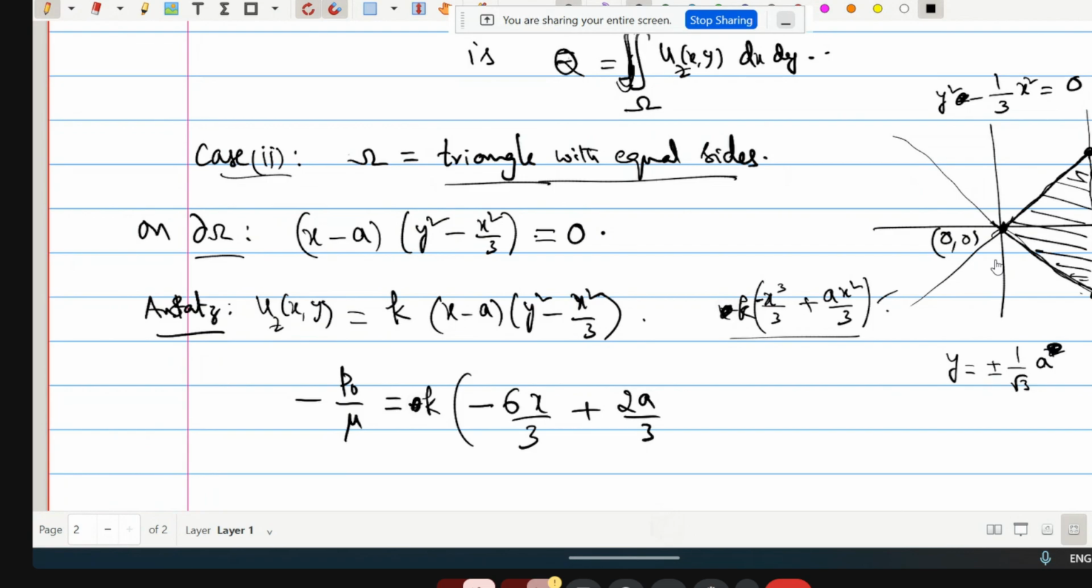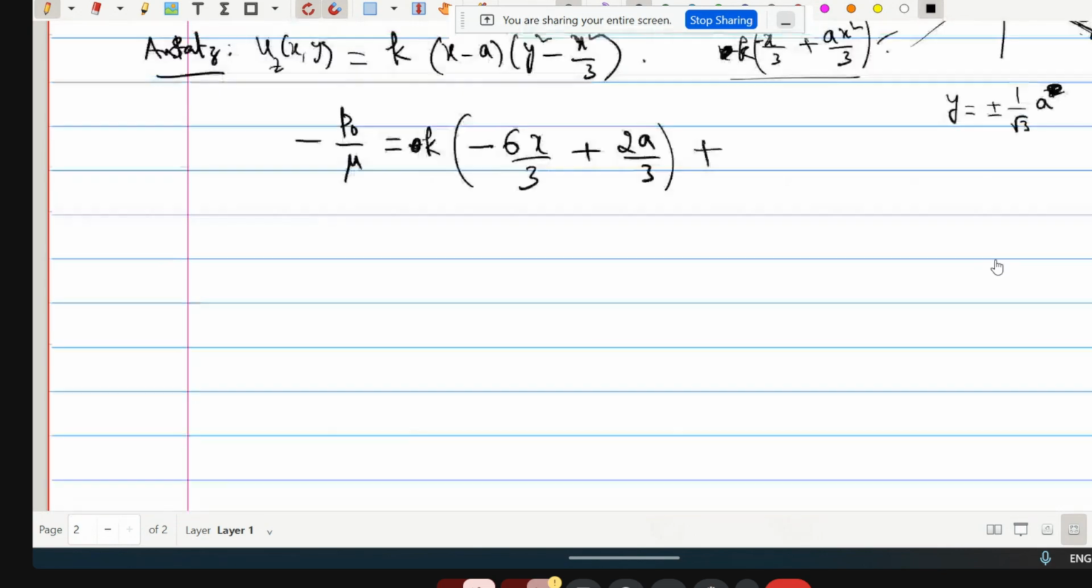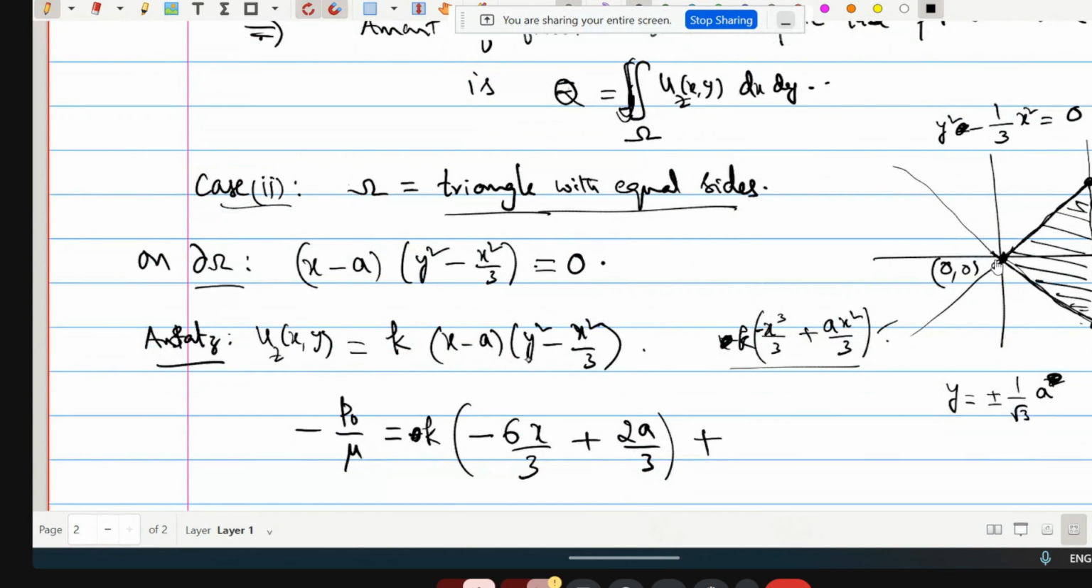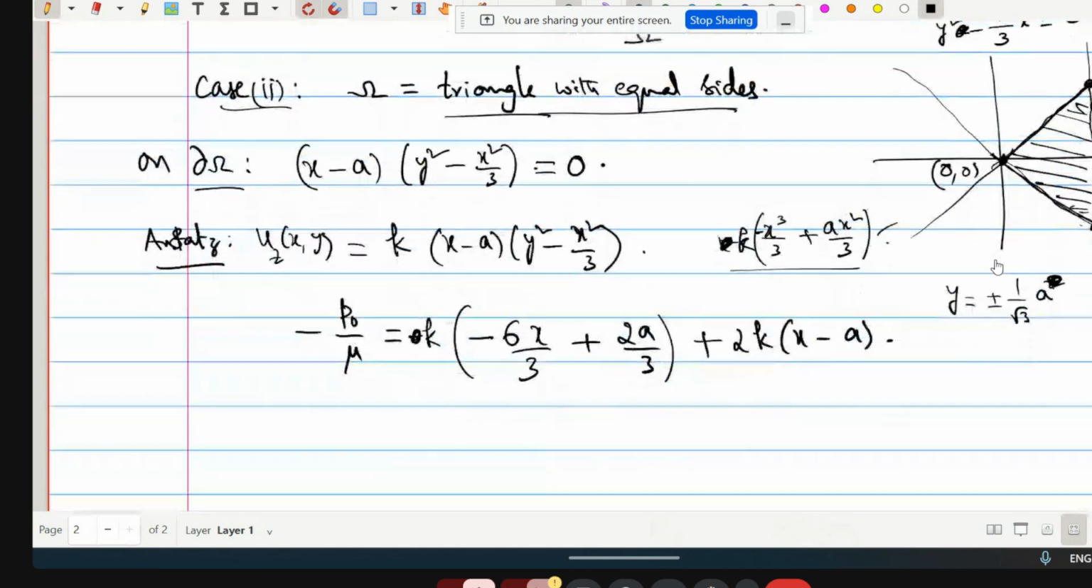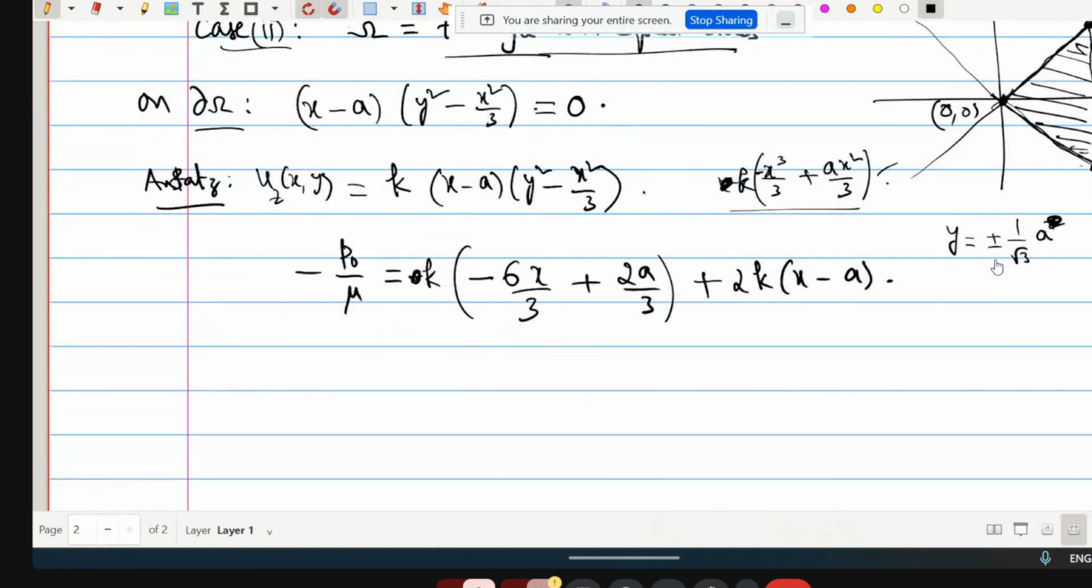Yeah, you'll see this one. That is the first one: ∂²uz by ∂x² is this term. Now plus ∂²uz by ∂y². If you do y square, you will get 2k into x minus a. That's all, whatever the other terms are, simply 0. The partial derivative with respect to y gives you basically 2 times x minus a into k. So 2kx, this is also 2kx. Minus 2kx plus 2kx gets cancelled.